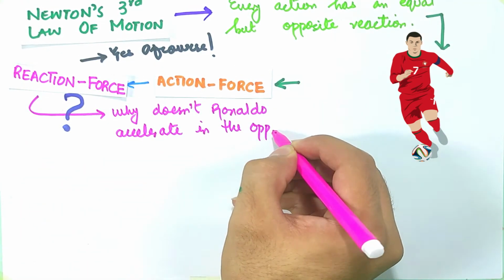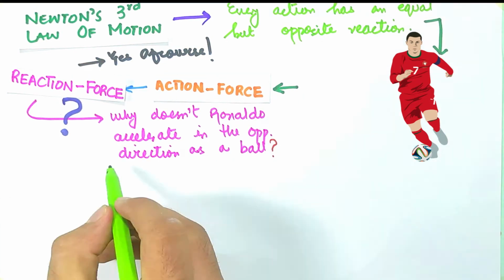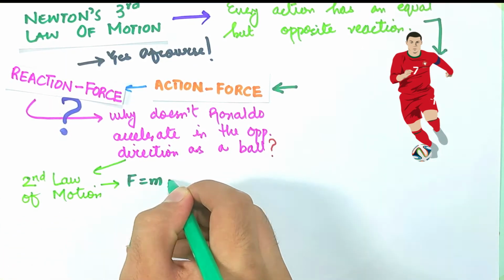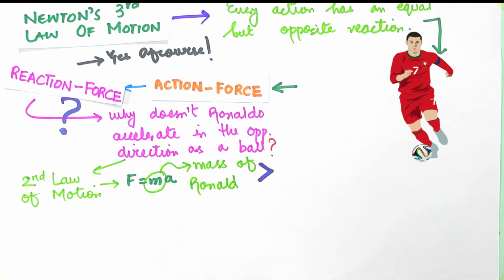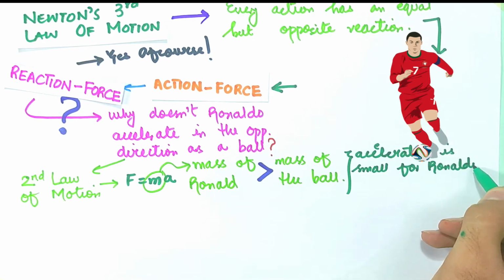But why doesn't Ronaldo accelerate much? You would know this if you remember Newton's second law of motion, which says that acceleration is inversely proportional to the mass. Here, the mass of Ronaldo is much greater than that of the football, that's why he doesn't accelerate much.